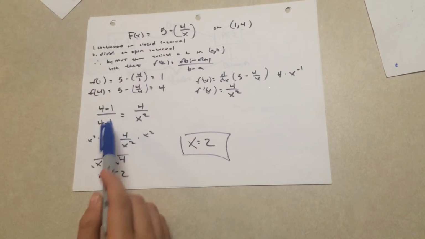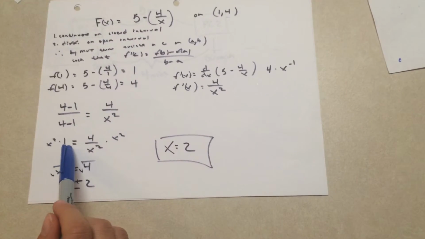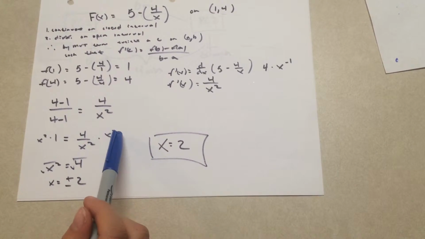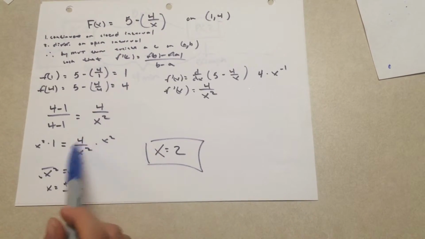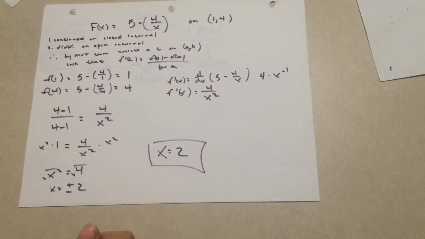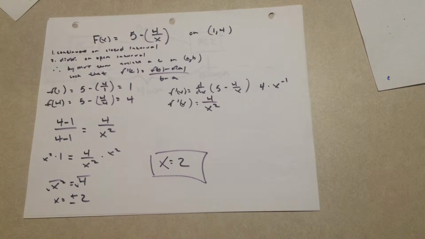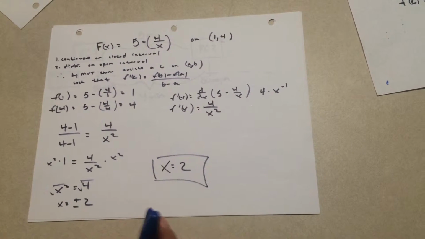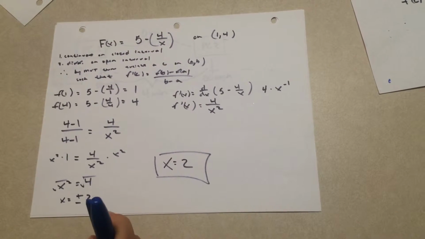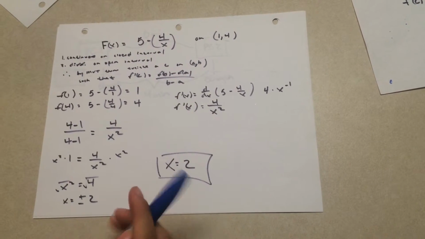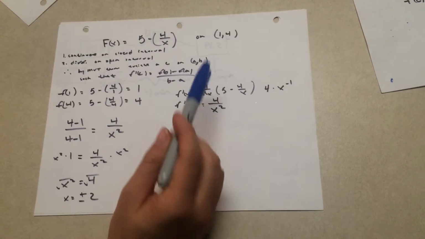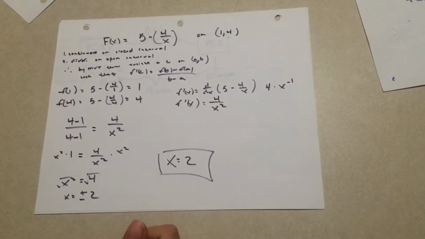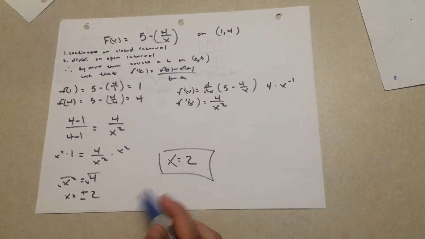Now, you know this is going to give you 1, and then 1 equals 4 over x squared. Cross multiply, or multiply by both sides. So you're going to get x squared equals 4, take the square root, and x equals plus or minus 2. So you're given x equals 2 and x equals negative 2. But the interval is only from 1 to 4, so x equals 2 is the only number that works out.